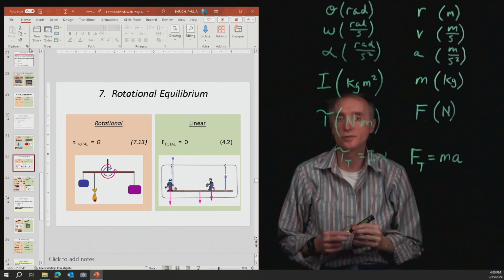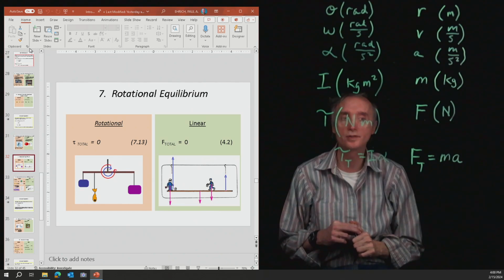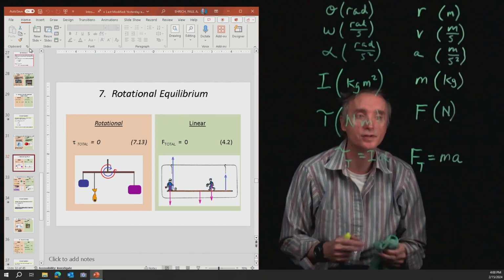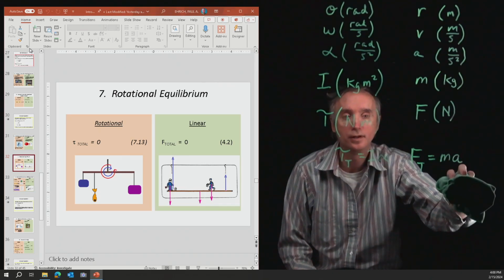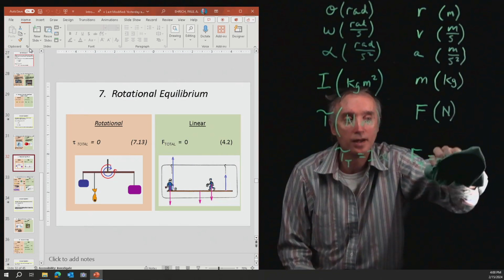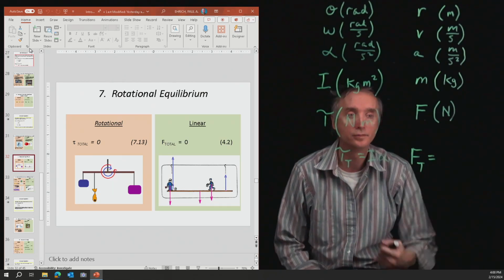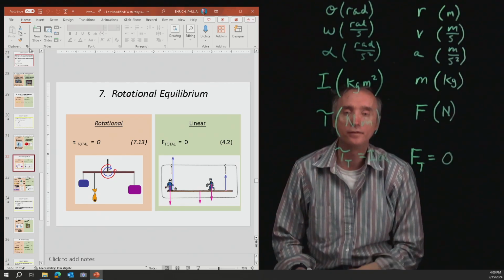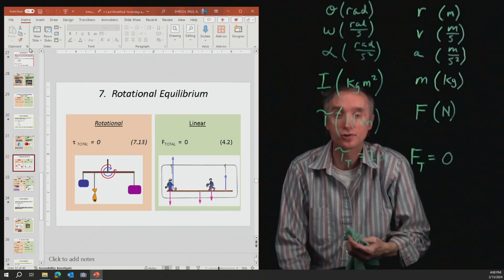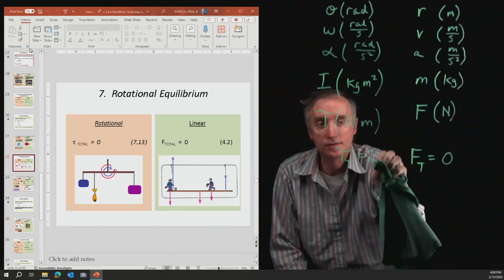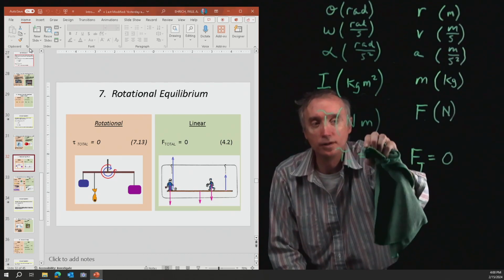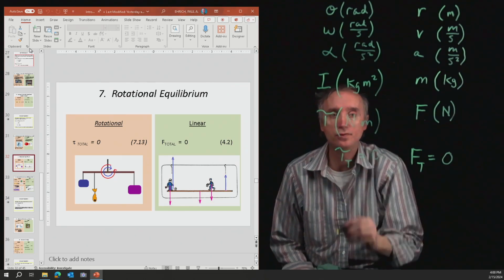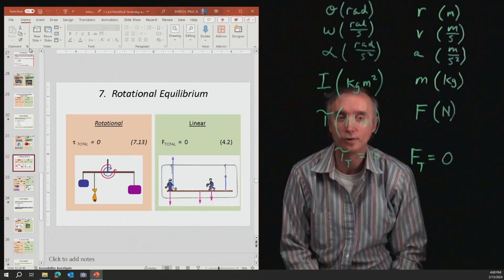Now the question is, what if it was not accelerating? If the system is not accelerating, then a is going to be equal to 0, and then 0 times anything is going to be 0. And if it's not rotationally accelerating, then 0 times anything is going to be 0. So these are the two conditions for equilibrium.